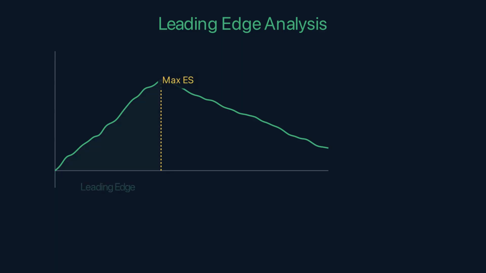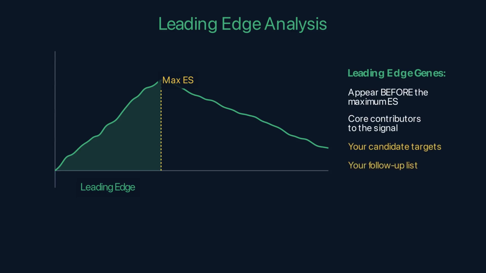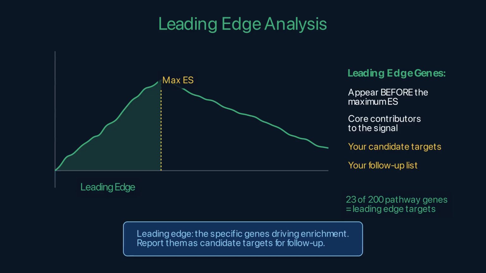If the inflammatory response pathway is enriched, the leading edge might contain 23 of the pathway's 200 genes. Those 23 are the specific inflammatory genes most changed in your experiment. Report them. They're your candidate targets, your follow-up list, your biological story.